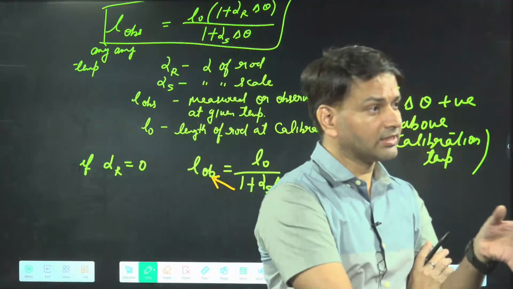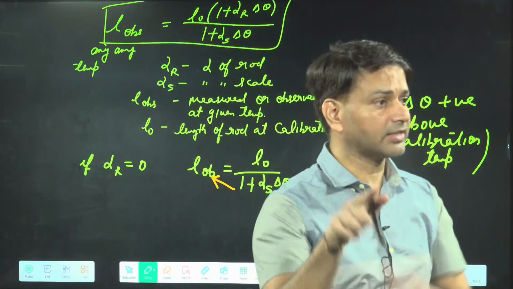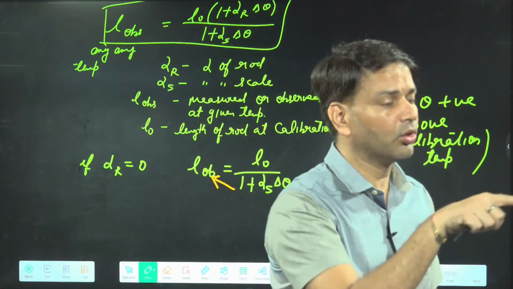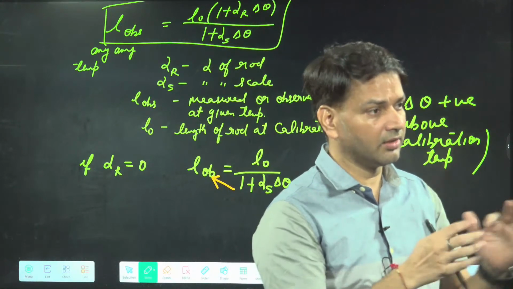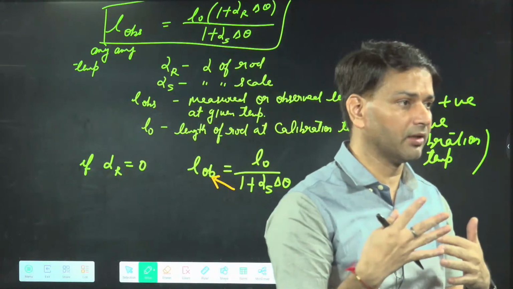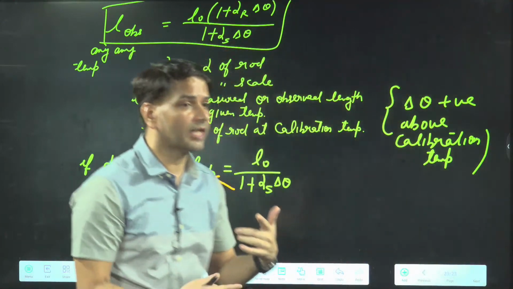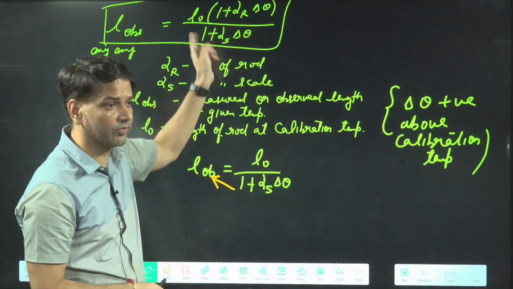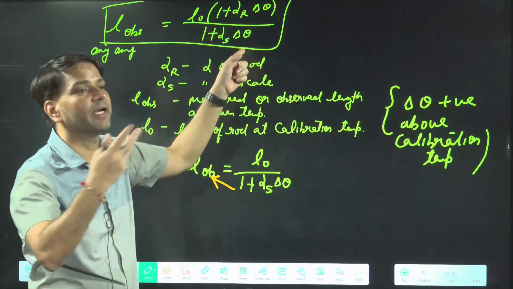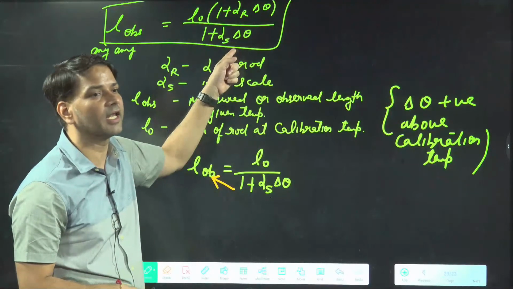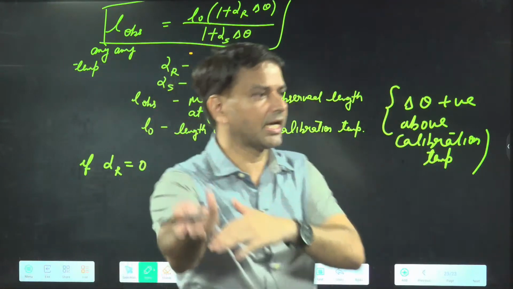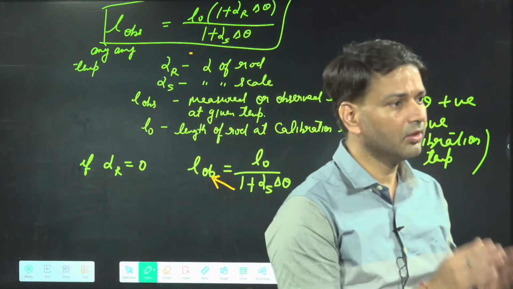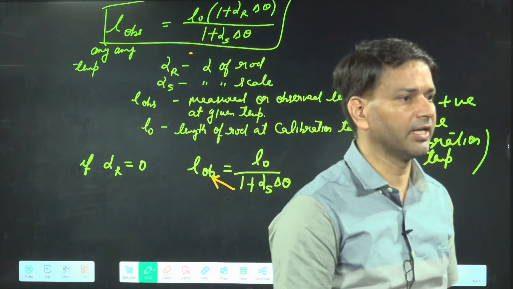Okay, there is one exercise problem in the NCERT, you can try on your own. In the exercise, they have given a rod and a steel scale. Both are made of the same material. Then what will happen? This term and this term will get cancelled out. If they are made of the same material, alpha rod and alpha scale are equal, so this and this get cancelled out. So the observed length will be the calibration length.